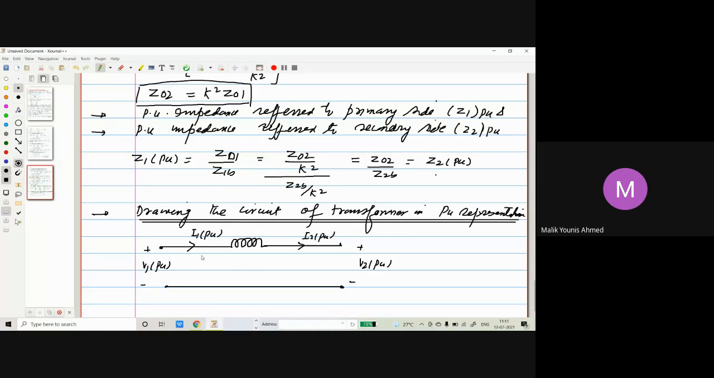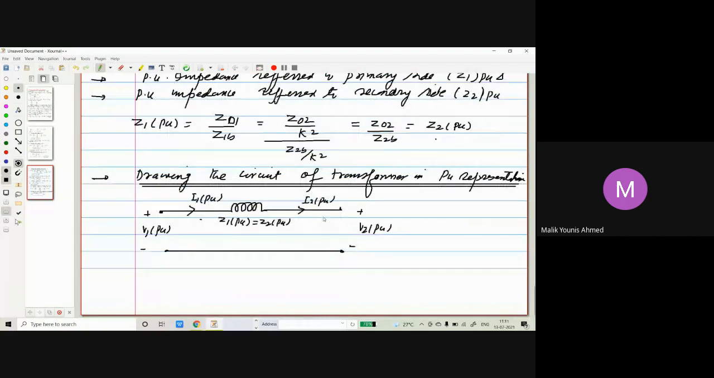And here we can say Z1 per unit, Z2 per unit. Fine. Because the shunt branches will not be considered, and then we have the impedance value same, voltage value same. This is a parallel circuit, voltage values in per unit will be same. Current we have seen here same.